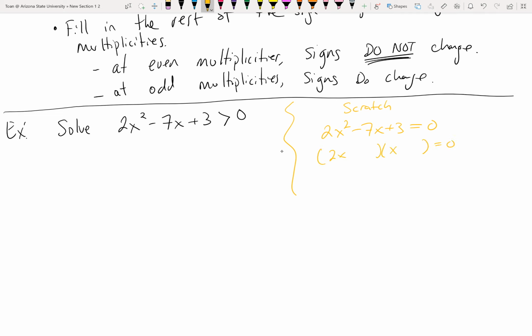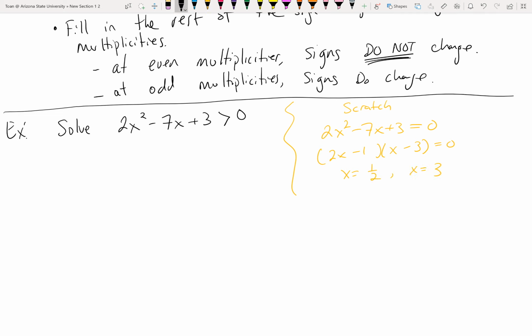If you forgot how to factor, just look up at the old topics and watch the videos. But we really need to be proficient at factoring at this stage. So this should factor into 2x minus 1 times x minus 3. And of course that gives us the x-intercepts of x equals 1/2 and x equals 3.